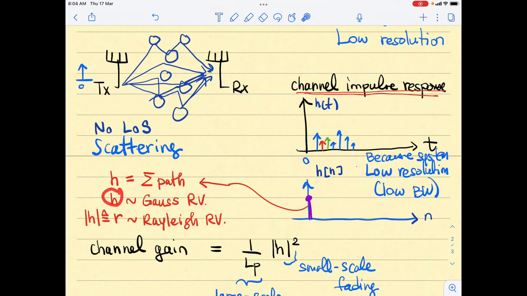So H, which is the channel gain, the channel coefficient of this system, we can model as a complex Gaussian random variable. And if we consider only the magnitude, which we're going to term variable R, this will behave like a Rayleigh random variable.